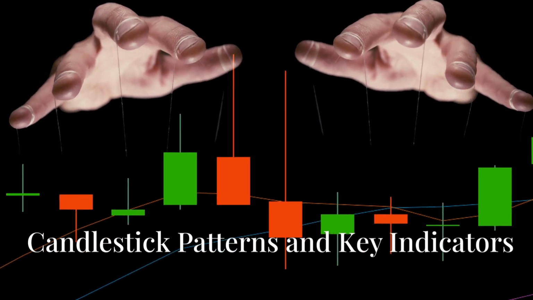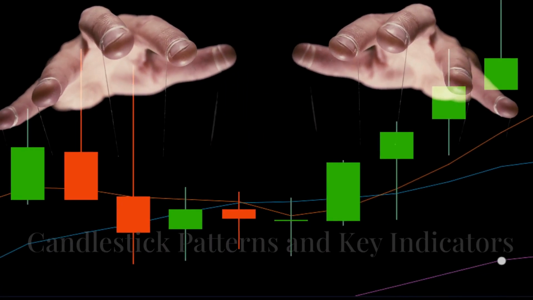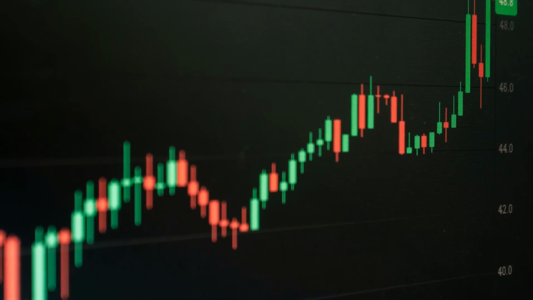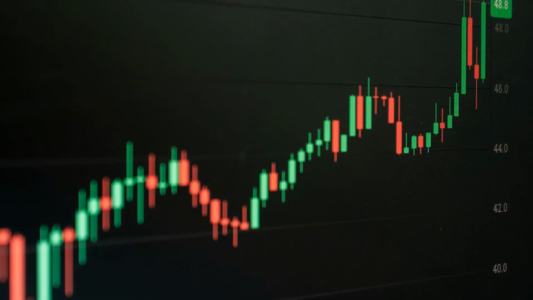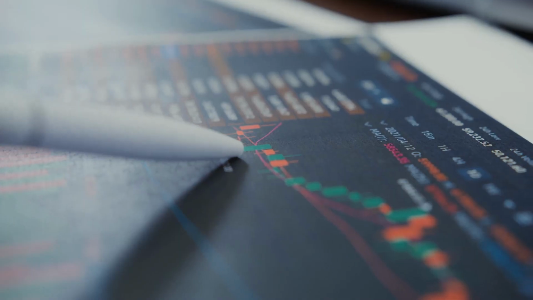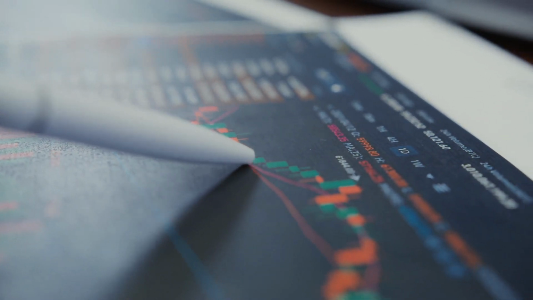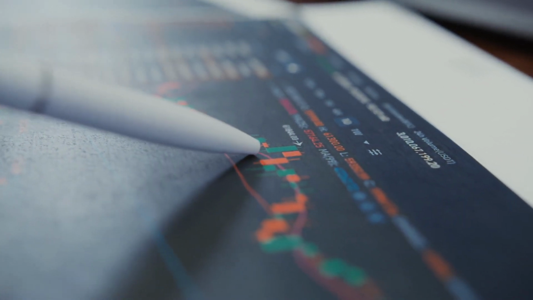Some candlestick patterns, like a doji, which shows indecision, or an engulfing candle, which signals a reversal, can tell you when a trend might be about to change. Once you know what to look for, these candles start revealing patterns you'd never notice just looking at numbers.